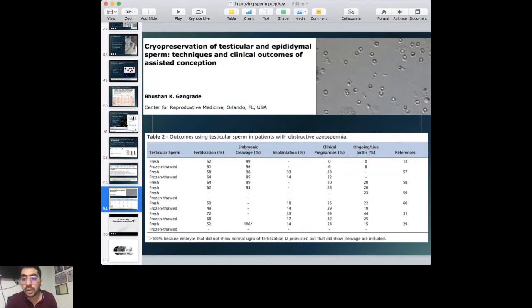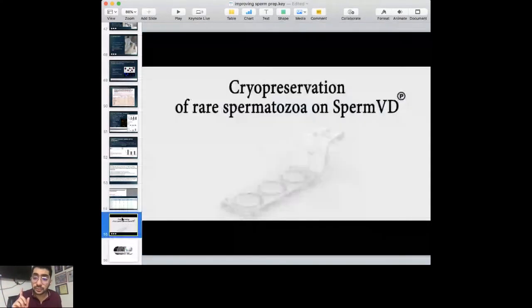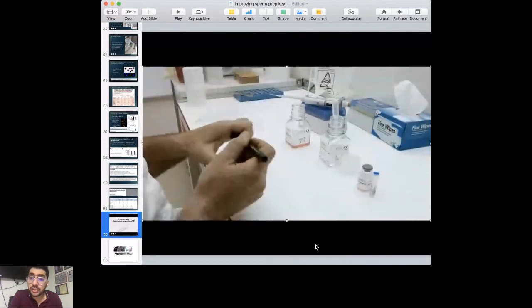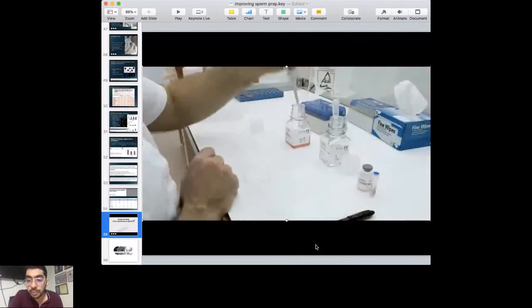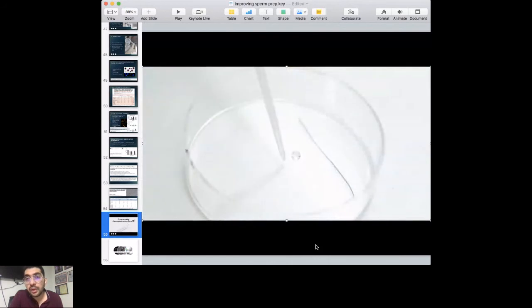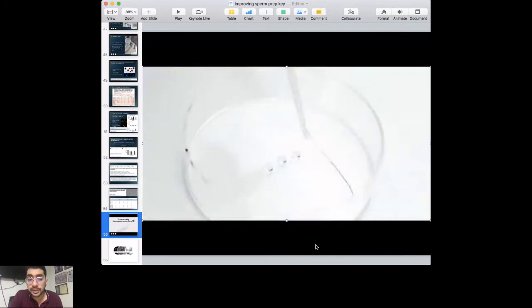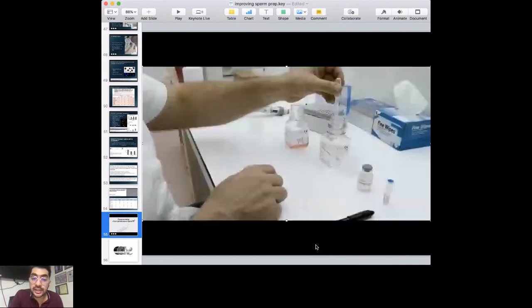So use the same protocol where you're taking 0.3 ml of the tissue and 0.2 ml of the glycerol, mix it well, and then just freeze it using the vapor as well as the neck, etc. That's something that can be done. Or you can actually vitrify. And this is the newest device which has come up in the market. It's called Sperm VD. And this is used for freezing rare spermatozoa. So if you have a case of cryptozoospermia, or testicular biopsies, or when you have TESA samples where very few sperms are present, in those cases, you can use this device to freeze the sample.